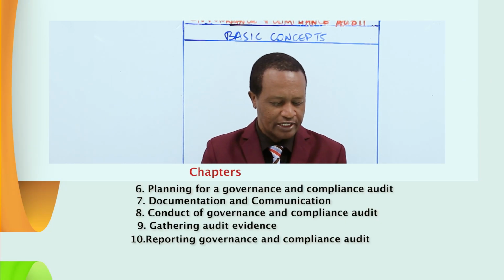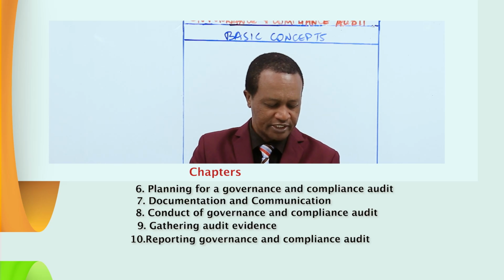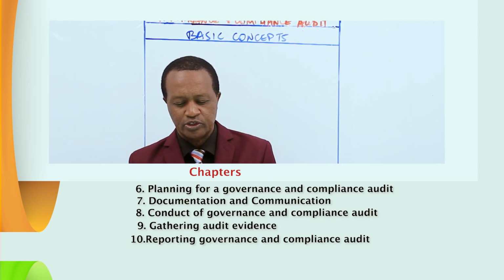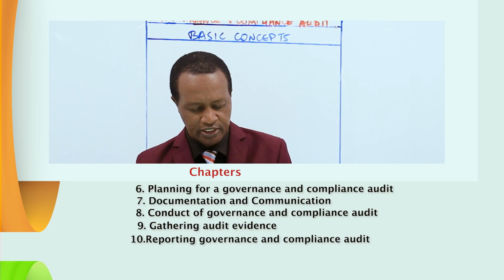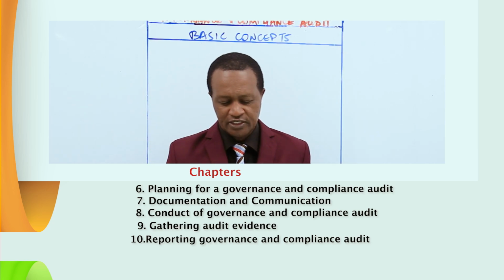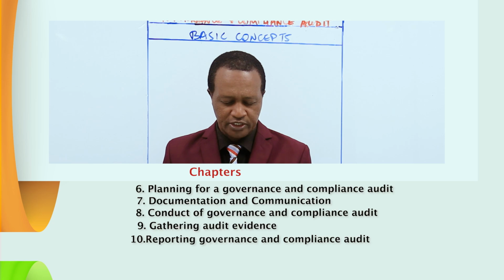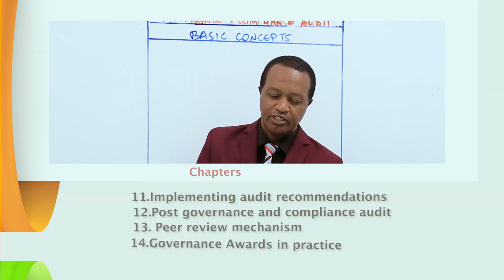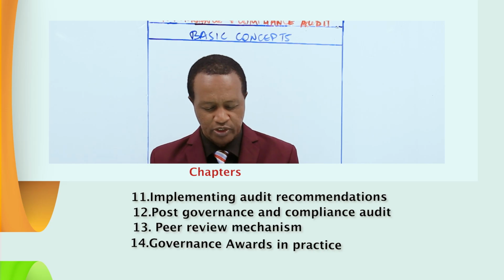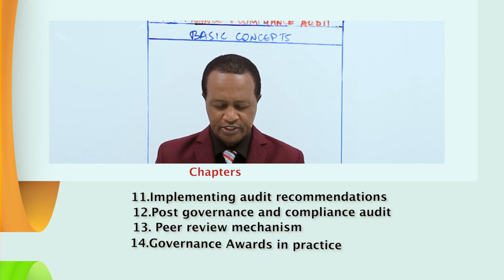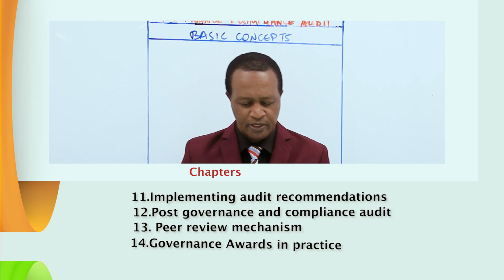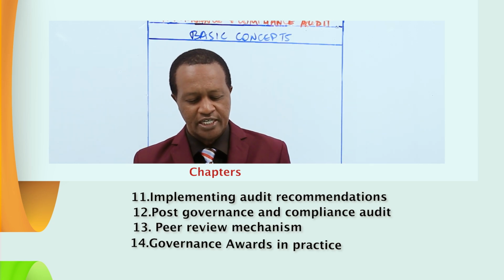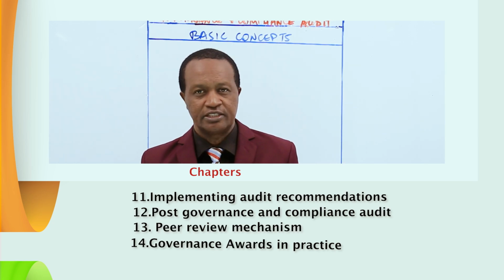number 6, planning for governance and compliance audit; number 7, documentation and communication; number 8, conduct of governance and compliance audit; number 9, gathering audit evidence; number 10, reporting governance and compliance audit; number 11, implementing audit recommendations; number 12, post-governance and compliance audit; chapter 13, peer review mechanisms; and the last chapter is governance awards in practice.